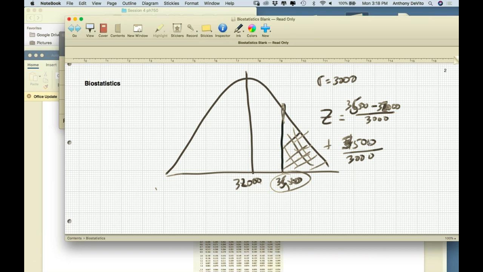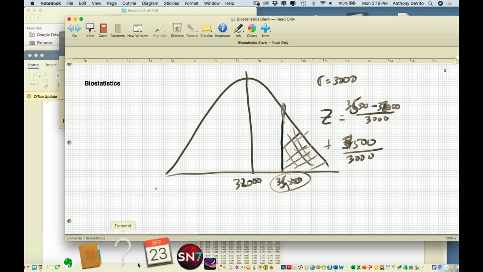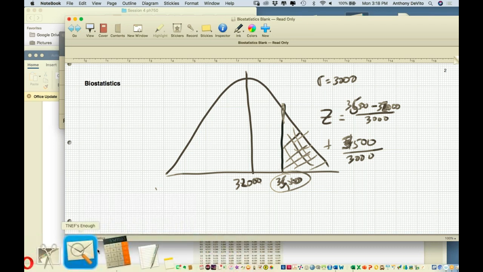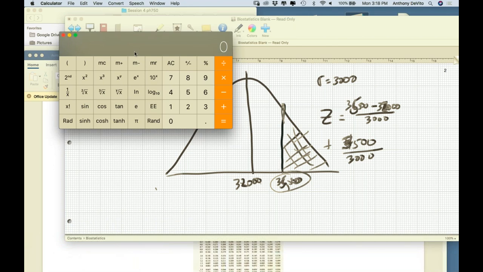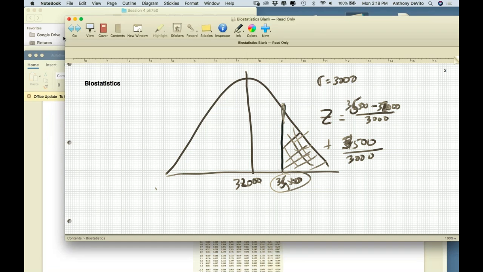If we were exactly 3,000, and this was z-score 1, maybe I'd go to the empirical rule and say it's good enough for government work. But we're not there. So 3,500 divided by 3,000 is equal to 1.17. Remember, I can only use three significant digits on that table. So let's take a look at what area a z-score of 1.17 represents.